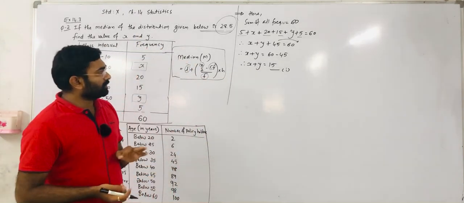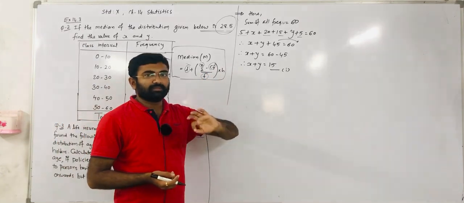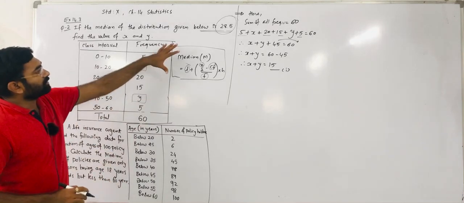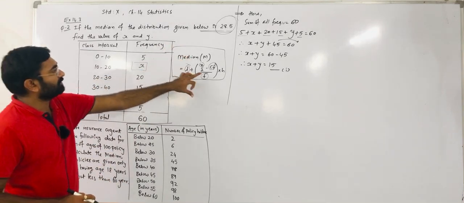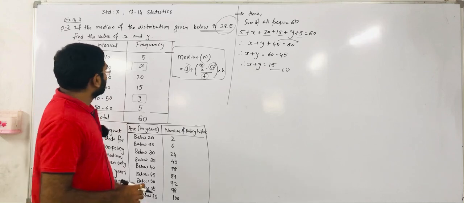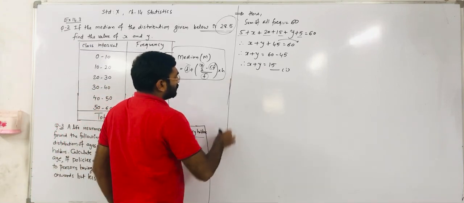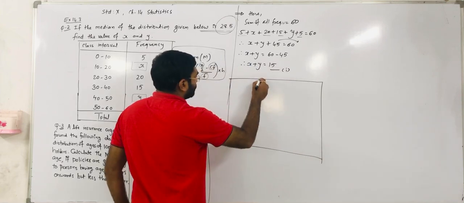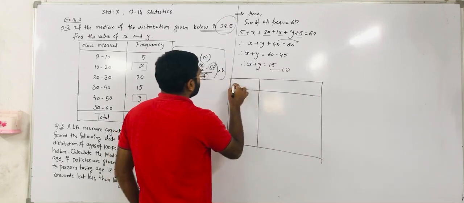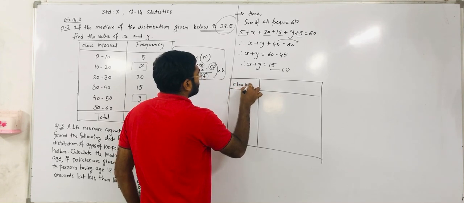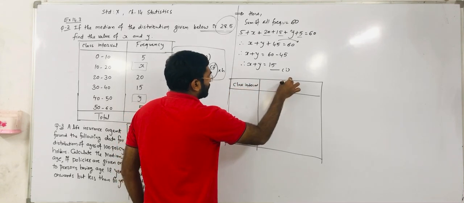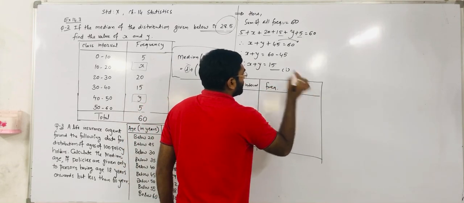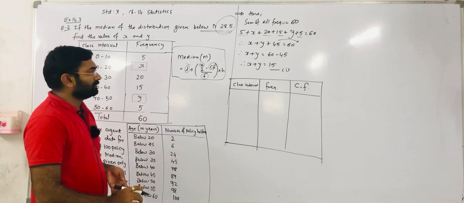So what we have to do is find out the value of any one of the variables, and the remaining value we get from equation number 1. Now, as I told you, we have to use the median formula, and for that we require the cumulative frequency. So we make a table in which we define the cumulative frequency. The first column is the class interval. The second column represents the frequency. In the third column we represent the cumulative frequency.